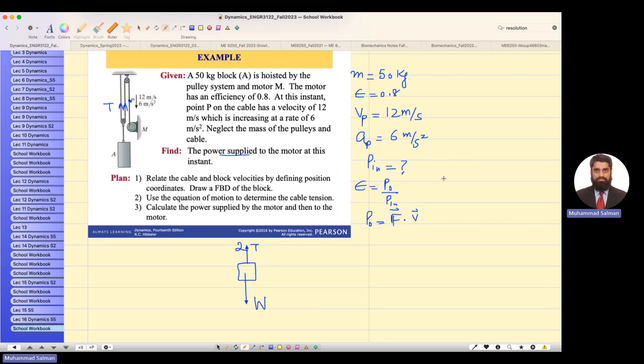Now we are interested in this force, which is actually the tension in the cord. Tension in the cord is that force, and you are moving this cord with velocity 12 meters per second. How would you find the tension? Let us go ahead and find it for the block. I'm going to show you all the forces that are equal to mass times acceleration.